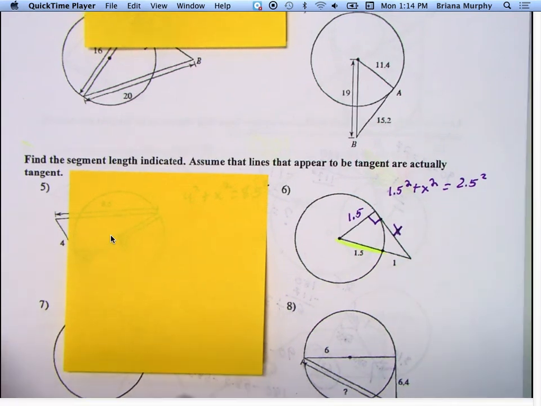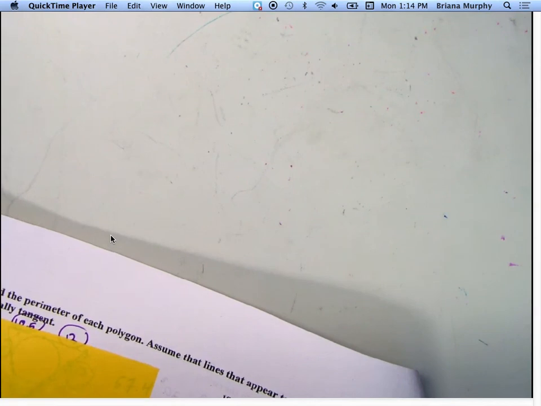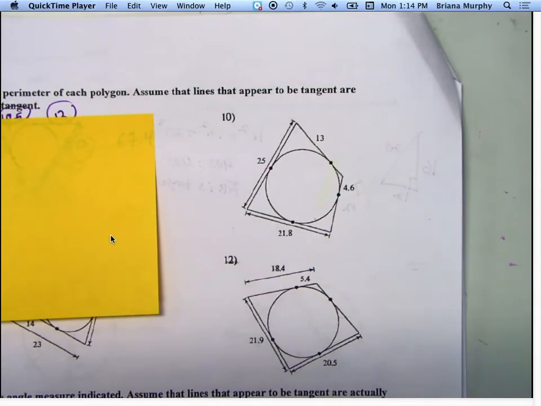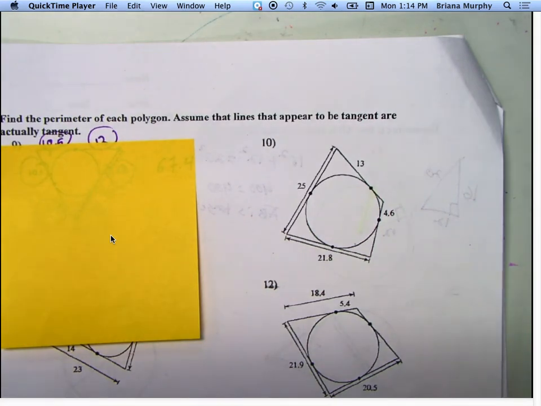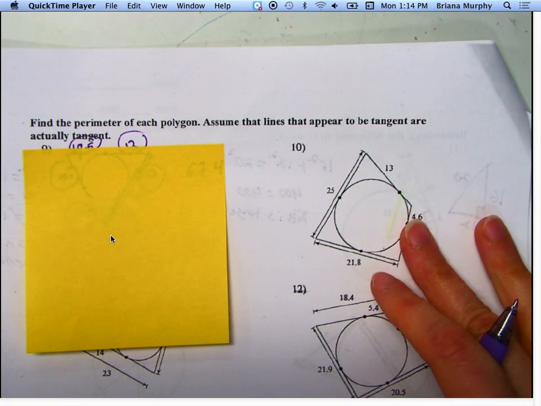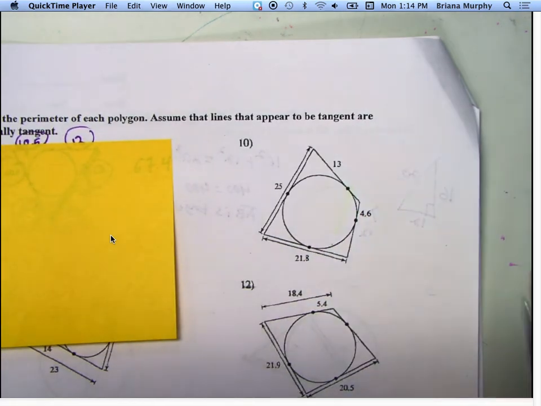Okay, let's look at the back. I'm going to look at number 10. The direction says, find the perimeter of each polygon. Assume that the lines that appear to be tangent are actually tangent. So we need to find the perimeter.